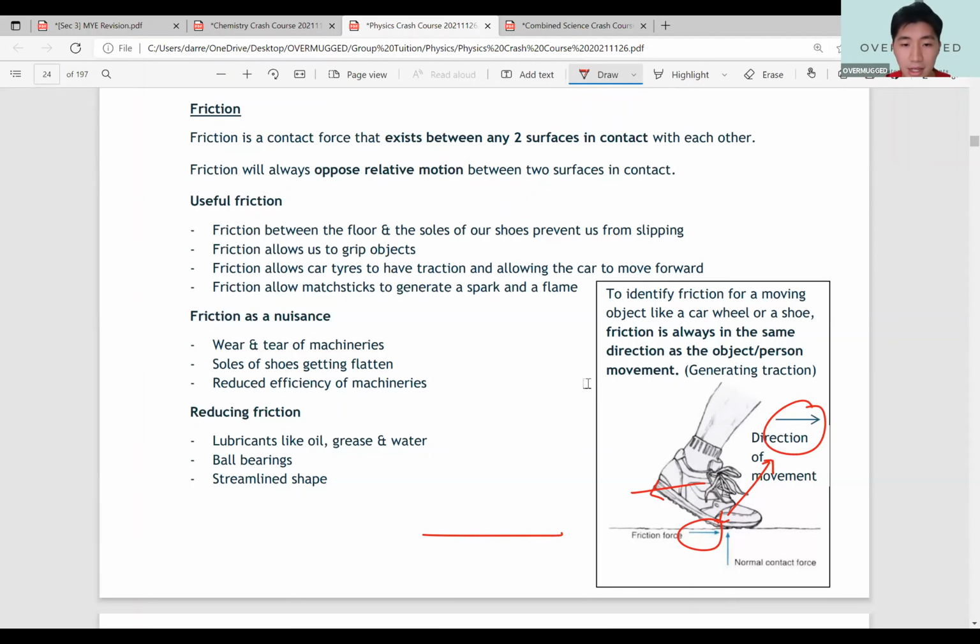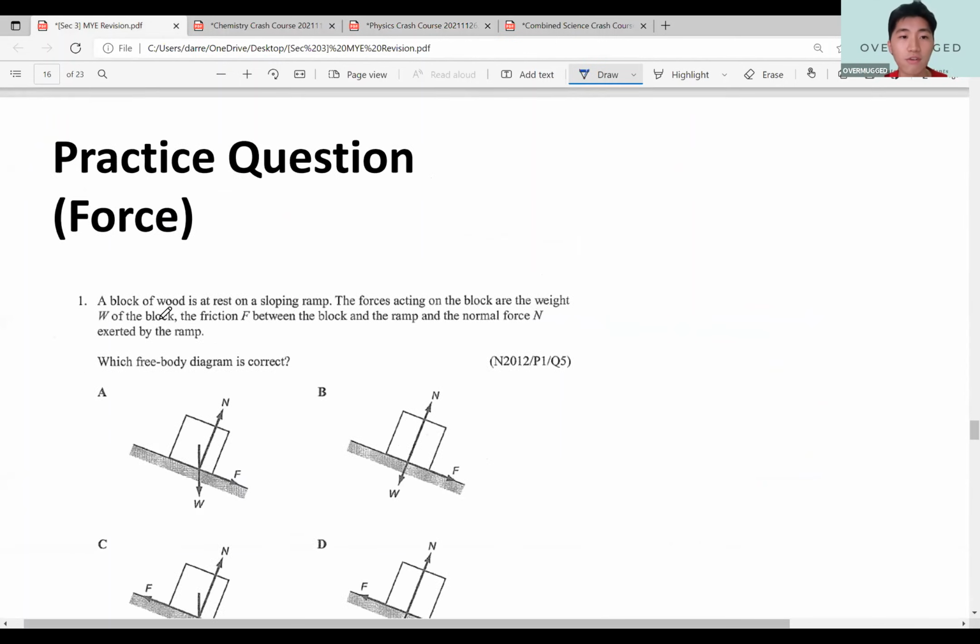If there is a car, this is my car wheel, and my car is moving towards the right, which direction is the friction? Friction between the wheel and the floor would be in the same direction as where the car is moving towards, right? That's something that you need to know and establish. Okay, with that being said, let's go through the final 3 questions for forces.